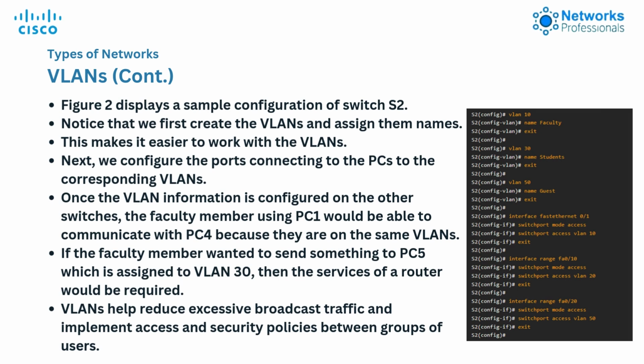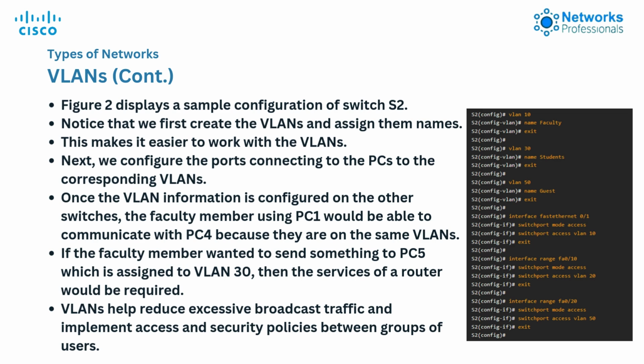Notice that we first create the VLANs and assign them names. This makes it easier to work with the VLANs. Next, we configure the ports connecting to the PCs to the corresponding VLANs. Once the VLAN information is configured on the other switches, the faculty member using PC1 would be able to communicate with PC4 because they are on the same VLANs.